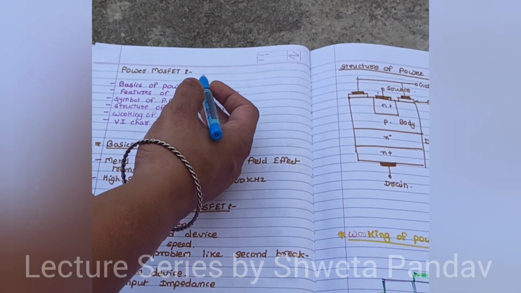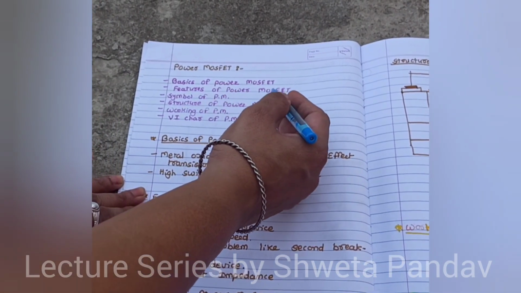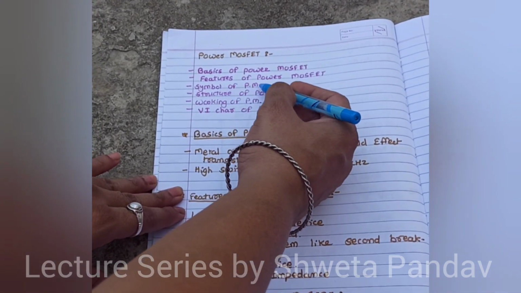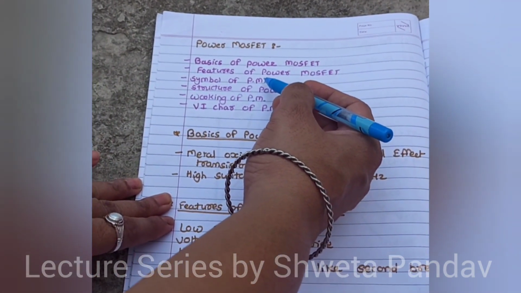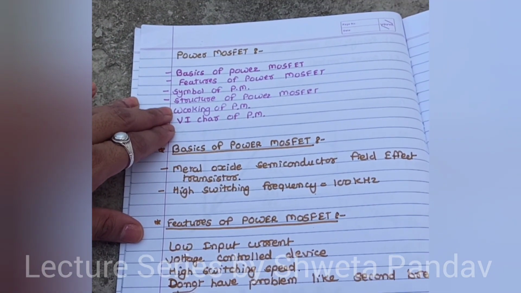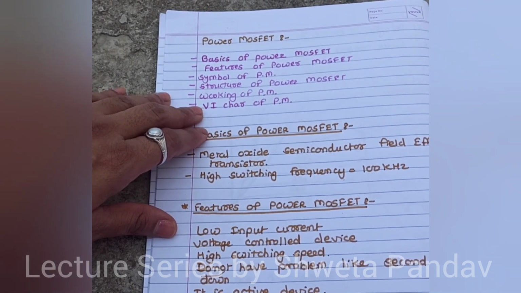What is meant by power MOSFET, what are its features. Then the second point is features of power MOSFET. Third one is what are the different symbols of power MOSFET, N channel power MOSFET and P channel power MOSFET. Next one is structure of power MOSFET. Then working of power MOSFET, and last one is VI characteristic of power MOSFET.